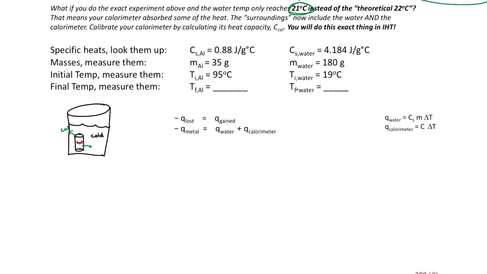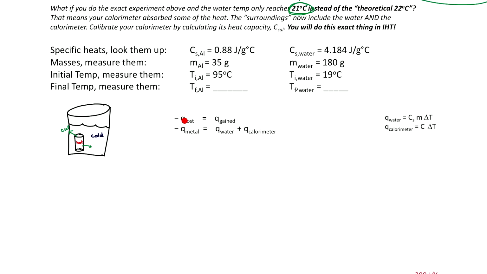So we also have to sometimes consider the heat capacity of the cup itself. That cup can absorb some energy. And I think you will discover this in the IHT lab, that not all processes perfectly transfer energy. So how we get around this is by expanding what our surroundings is.